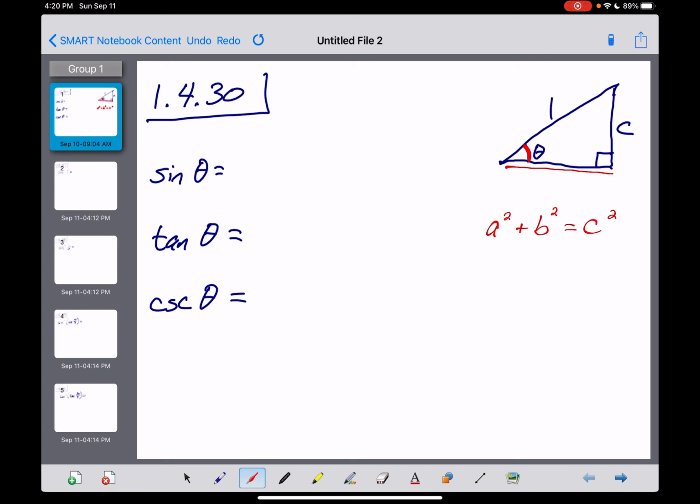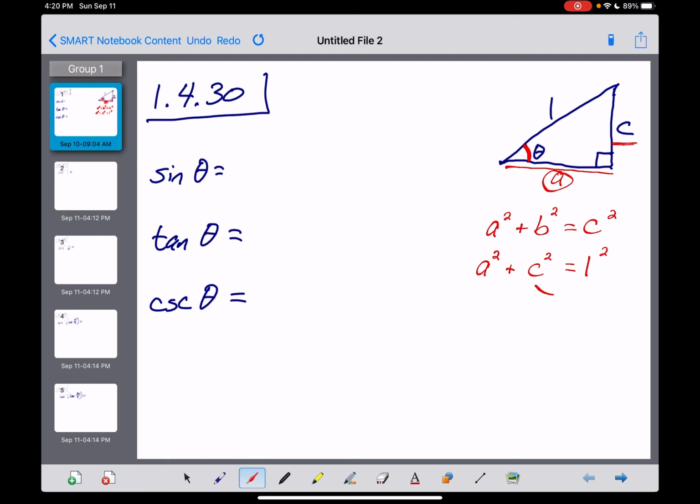So here's what we're going to do. I'm going to temporarily, I'll come back and change this, call this missing leg a. So one of my legs is a squared, plus my other leg, which is c squared, has to equal my hypotenuse, which is 1 squared. Now I know that relationship has to be true. Now what I'm going to try to do is solve for a in terms of c.